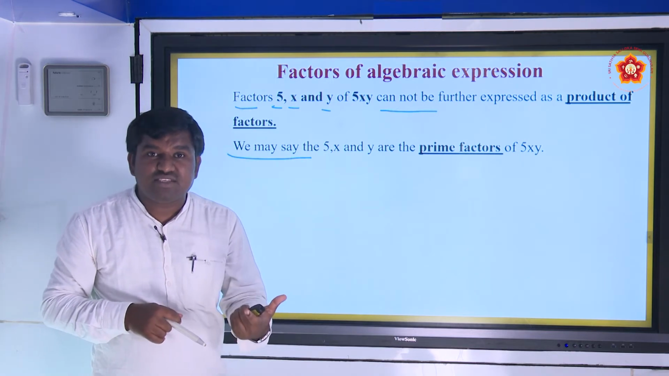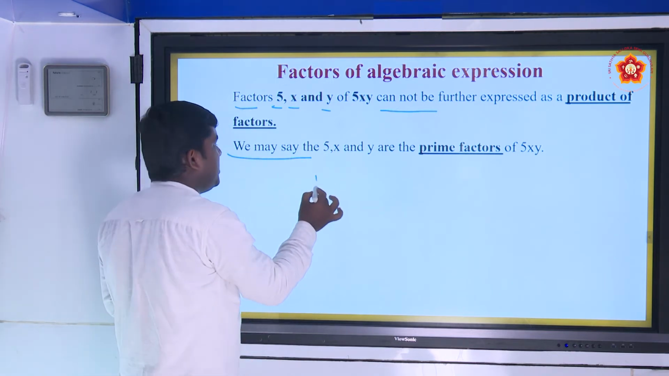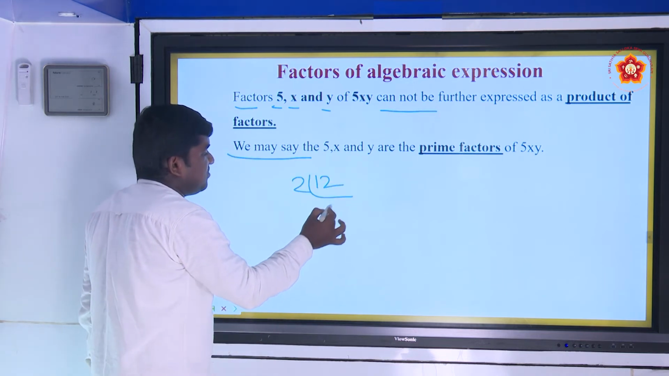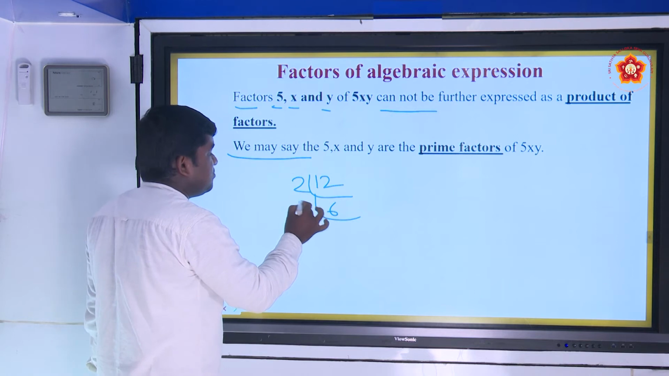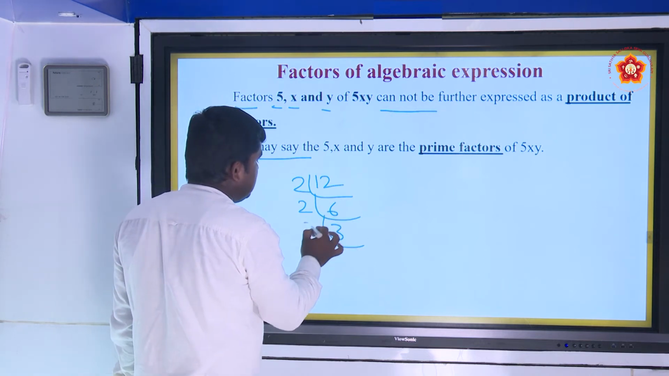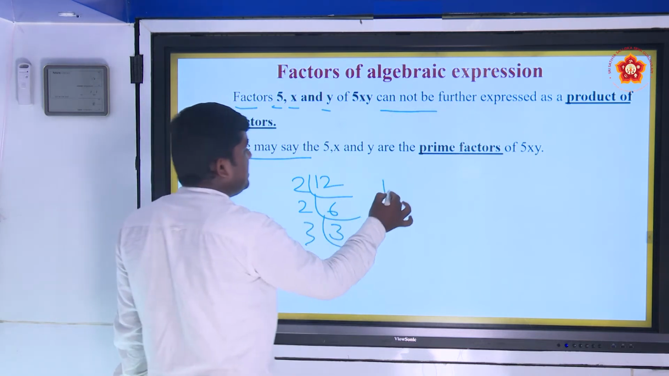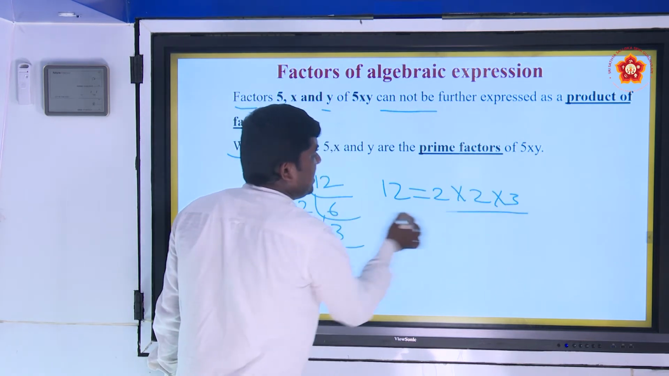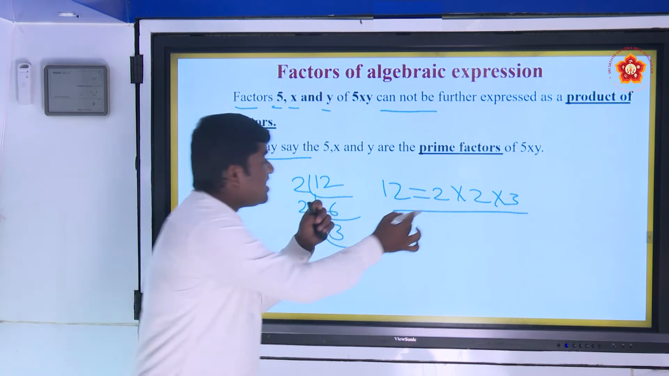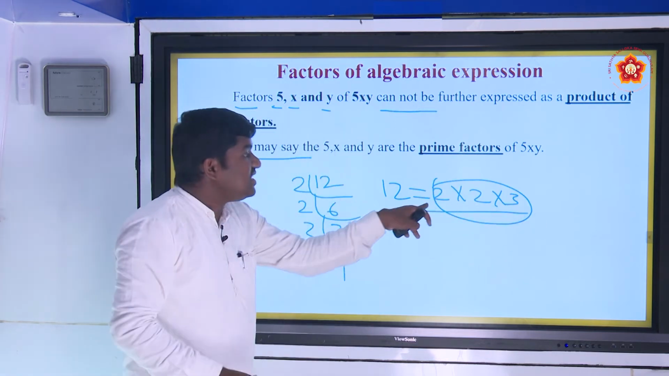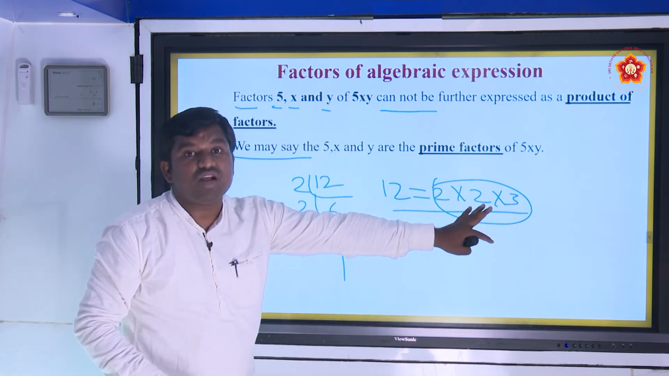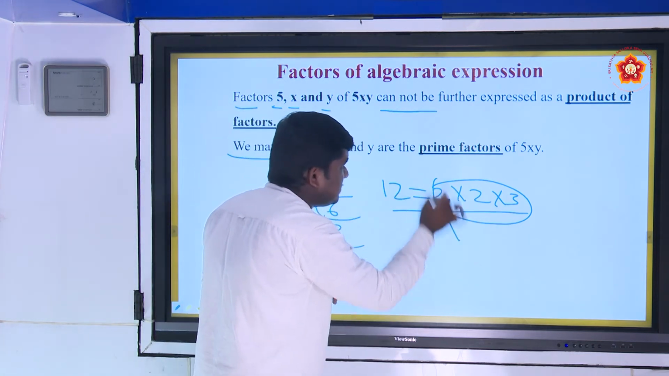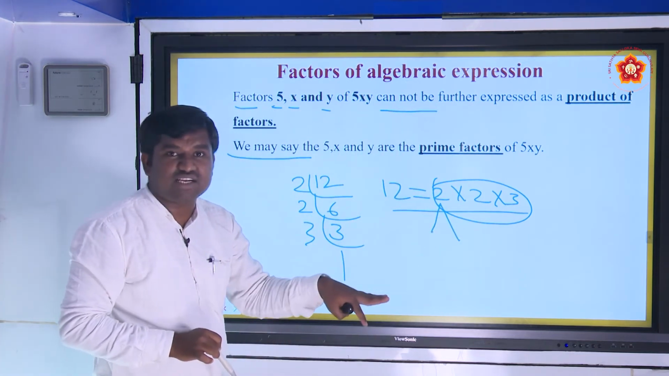Prime factor means, see, suppose we have to find the prime factors of 12. So we took 2 sixes are 12, next 2 threes are 6, next 3 ones are 3. Then 12 is equal to 2 into 2 into 3. We will write like this. Means these are factors, you know. These factors are only prime numbers. Prime numbers means we are not able to express them further as a product of factors.